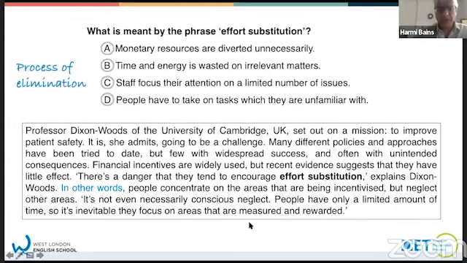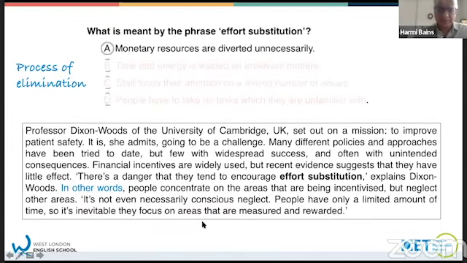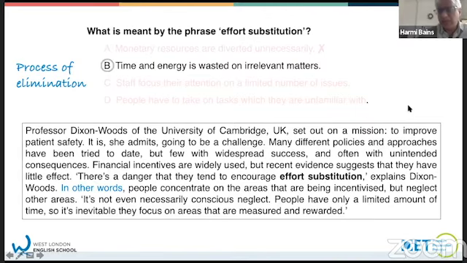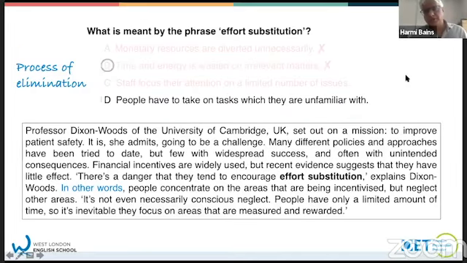A lot of you have got the answers, so it's fine. But just going through them one by one, because there was nothing there about monetary resources being diverted unnecessarily. And also about option B, time and energy is wasted on irrelevant matters. It didn't say things were irrelevant. It's just we're being encouraged to focus on something. Maybe it is still relevant. Maybe it's very important. But the writer didn't say it was actually irrelevant. So it wasn't option B.